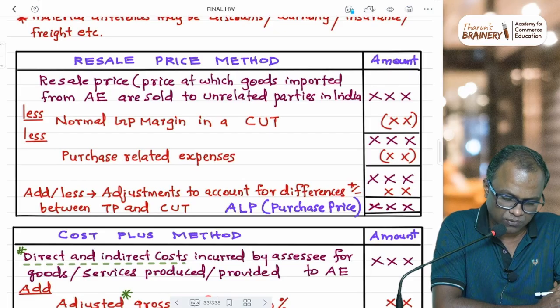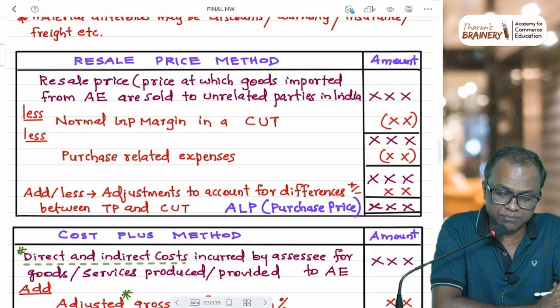From that resold price, what we are reducing is the normal gross profit margin in a comparable uncontrolled transaction. That means similar goods have been imported from an unrelated party abroad and resold to unrelated parties in India. So it is actually a similar transaction to the first one. So by reducing the unrelated party's gross profit margin from this price, what we are getting is the price that would have been paid if it were purchased from an unrelated party. That is the price we get at that point.